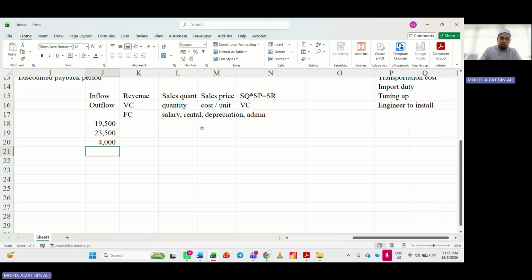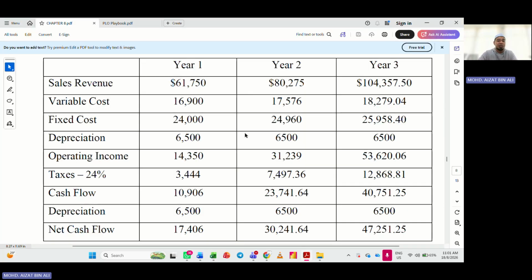Why? Because the calculation of depreciation in this case would be 23,500 minus 4,000, the salvage value, divided by 3. This is the formula of depreciation, you will learn this in accounting. So a total of 6,500 ringgit per year.